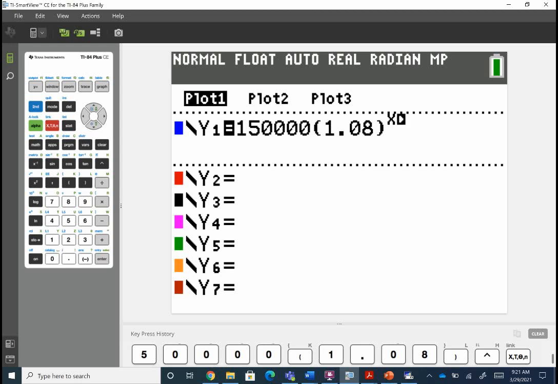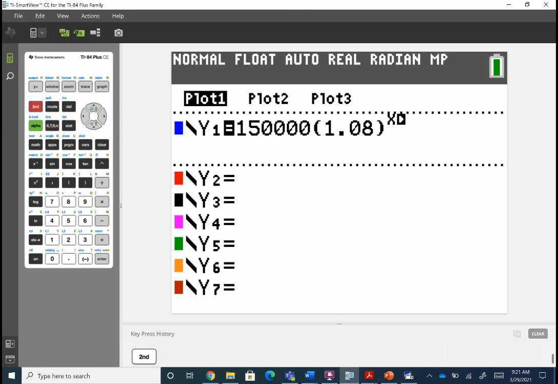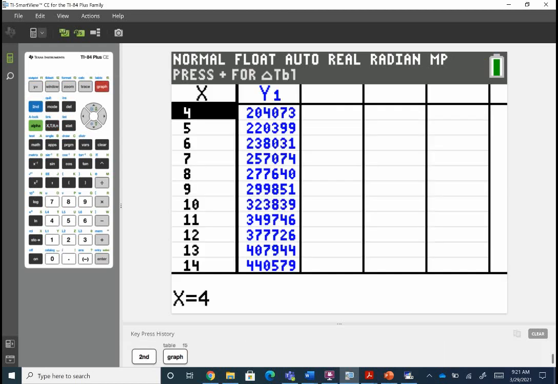Now, instead of trying to graph this, we're going to use what we've been using to help us graph. Go to our table, second graph. And what this table does, if you go ahead and scroll, here's where x is 5. Remember, x is our t, it's time. After 5 years, 20,399 people.